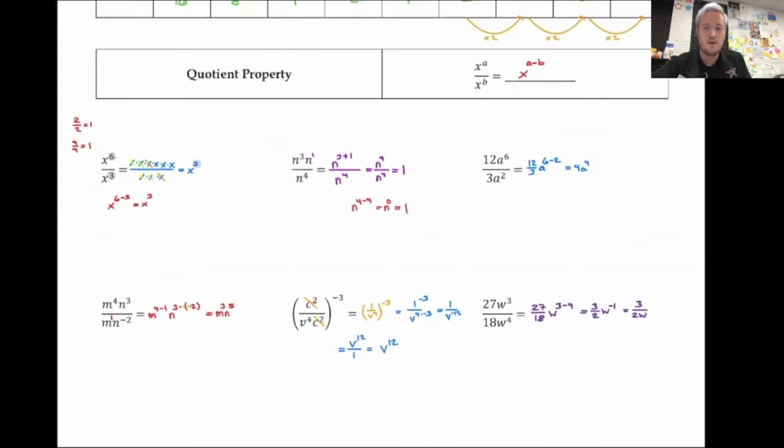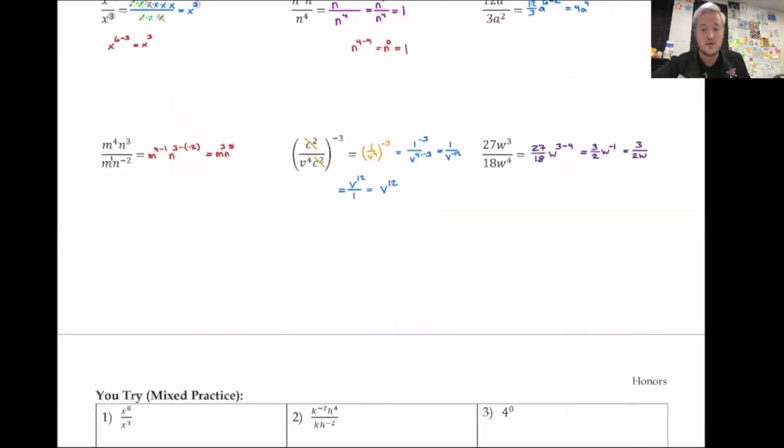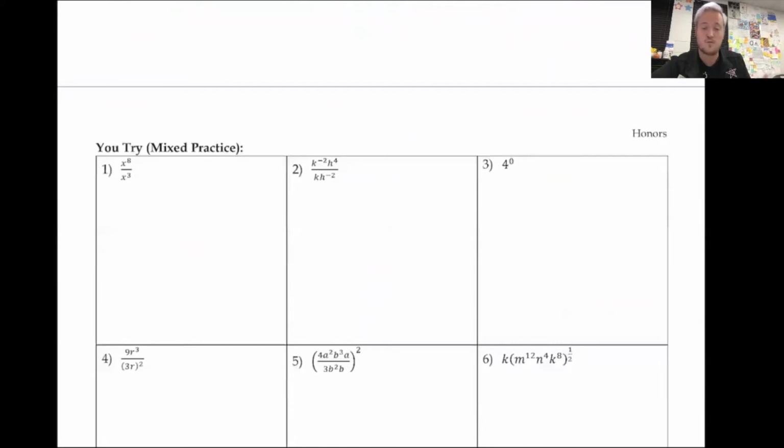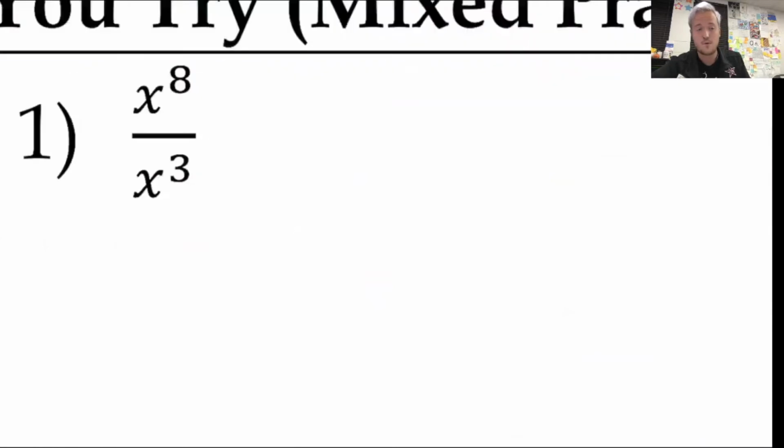All right. So that's kind of the gist of quotient rule. So now we're going to start incorporating this and doing more mixed practice. I will say with quotient rule and all the other properties combined into one single problem, some of these problems can get very challenging very quickly. But we're going to build up to it.